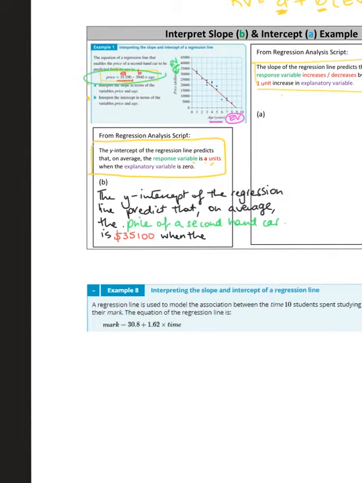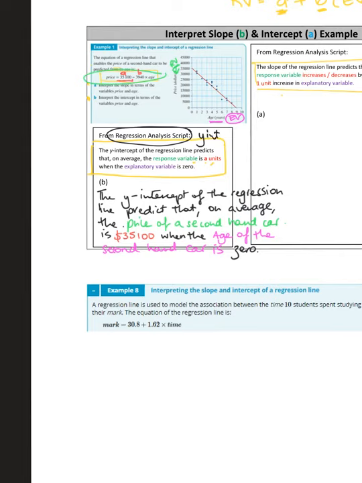So our age of our car, when the age of the second-hand car is 0. Or you could say something to that effect. So when a second-hand car's age is 0, it's like when it's brand new, basically, or something to that effect. So like I said, you get out your script for your intercept.